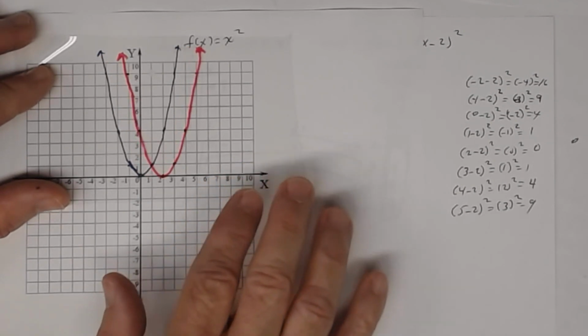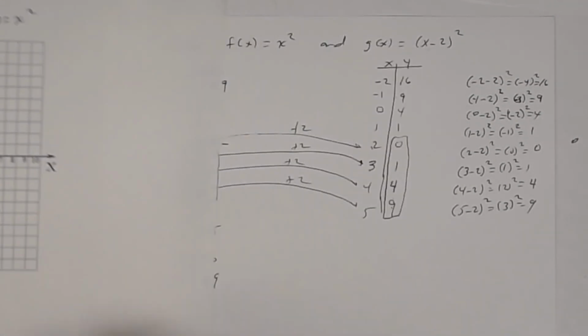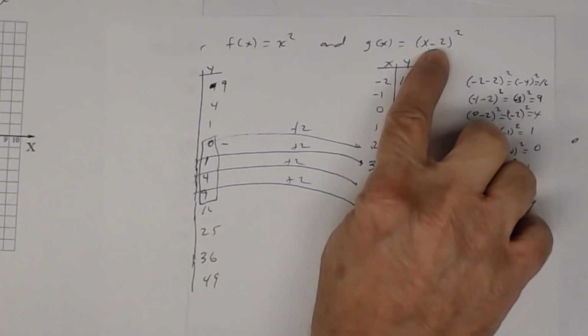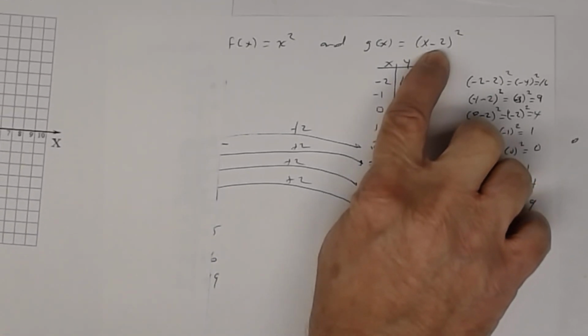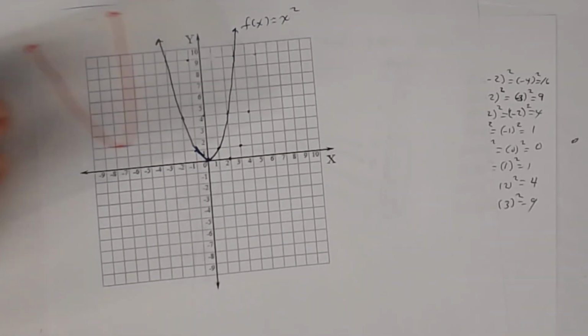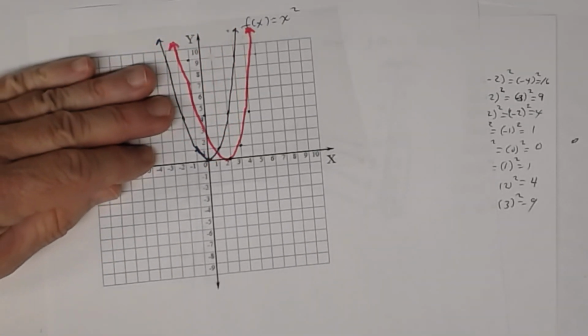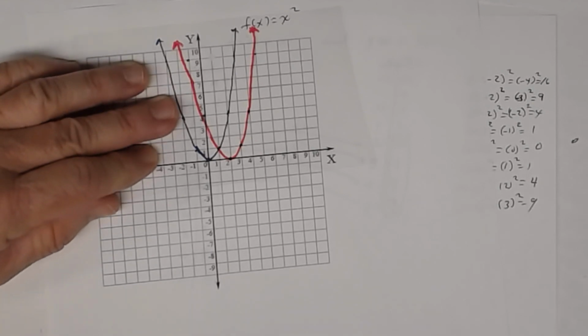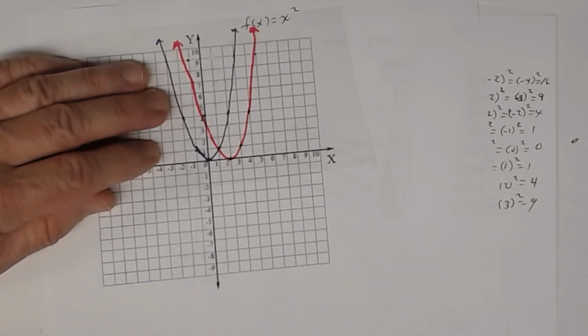All right. So the effect, and that's important to see, the effect of subtracting 2, x minus 2, actually has the effect of shifting the graph 2 units to the right. 2 units to the right. All right, so understand that? It's important to see that.